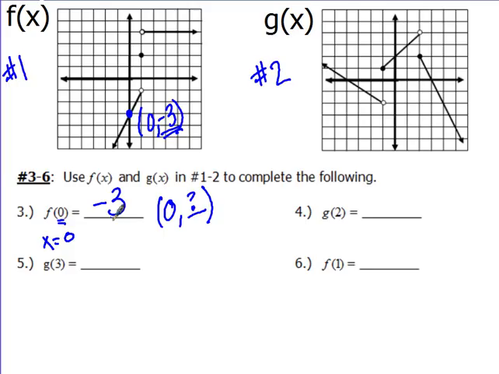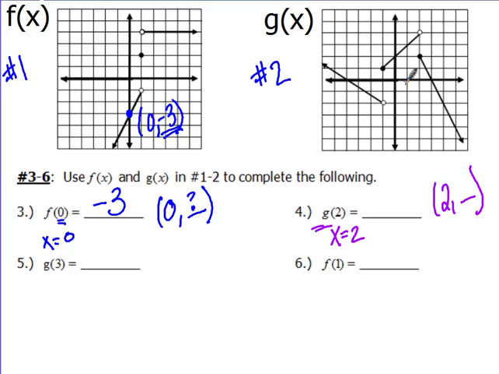Let's take a look at number 4, g. So we've got to figure out g. Now g is your question number 2. So take a look at your graph number 2. That's your g. And we want to know when x equals 2. So you're looking for the point 2, comma what?